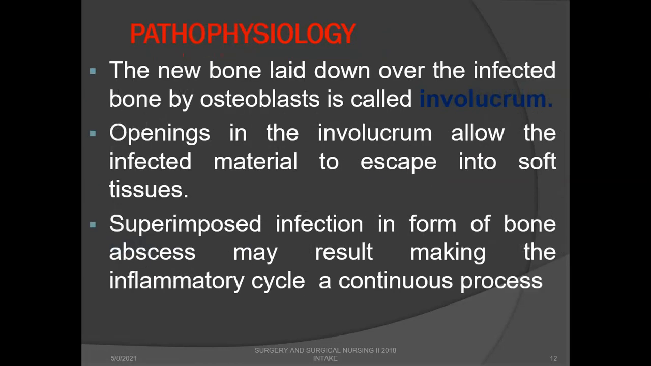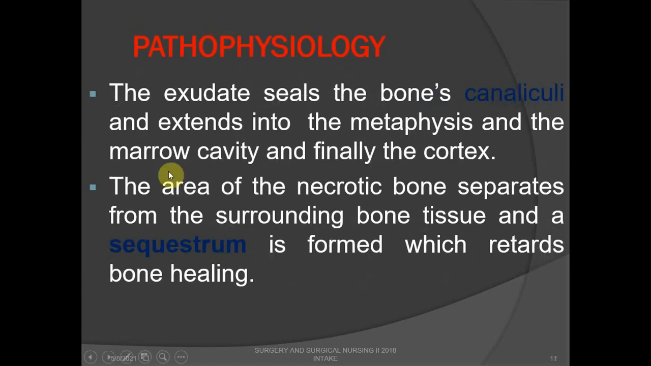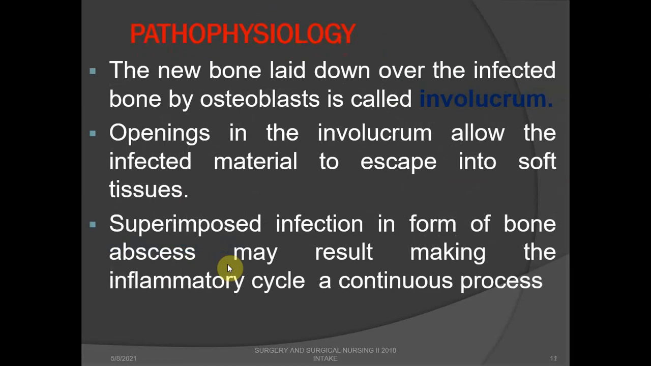And the new bone laid down over the infected bone by osteoblasts is called involucrum. So when a bone is dead, when the sequestrum is formed, the immune system definitely starts forming another new bone, which is an involucrum. Then openings in the involucrum allow the infected material to escape into the soft tissue, which causes soft tissue inflammation too. And superimposed infection in the form of bone abscesses may result, making the inflammatory cycle a continuous process.